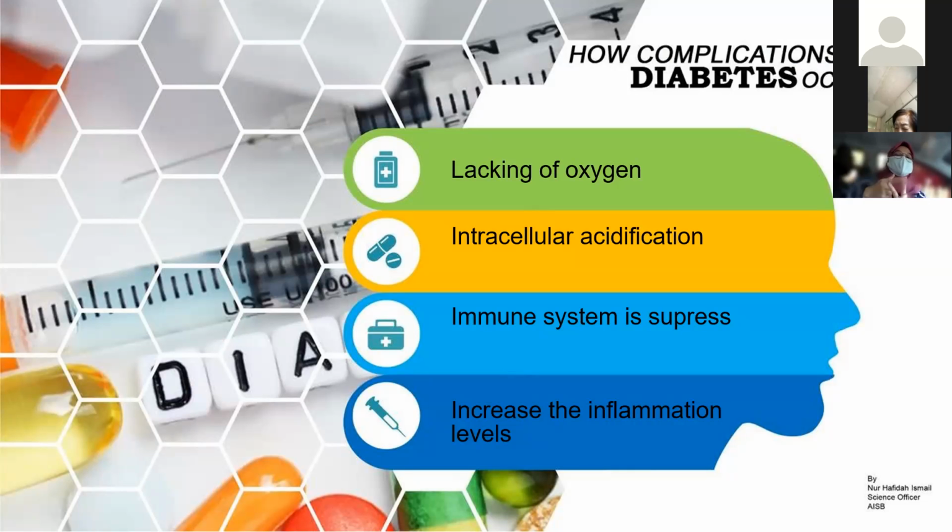So immune system, again, remember last time I already said immune system is the white blood cells and all that. So white blood cells are very low, so you also can have diabetes. And the last one, increased level of inflammation. So your inflammation inside the body is very high. So these 4 major factors can lead diabetes complications to occur.